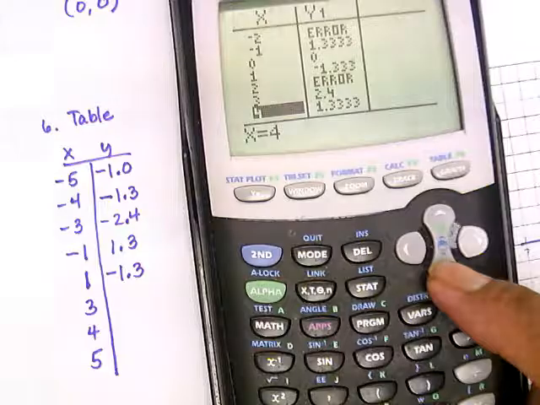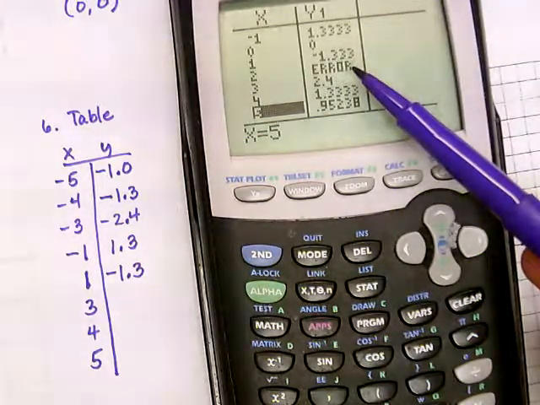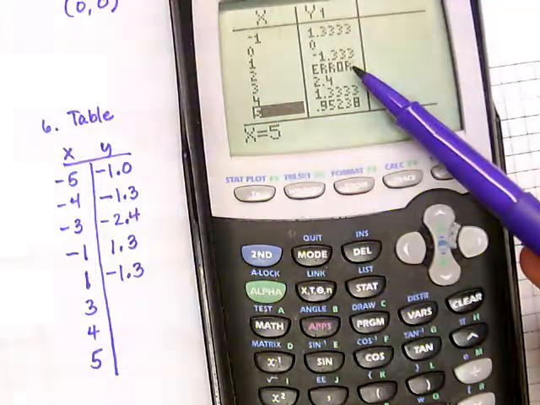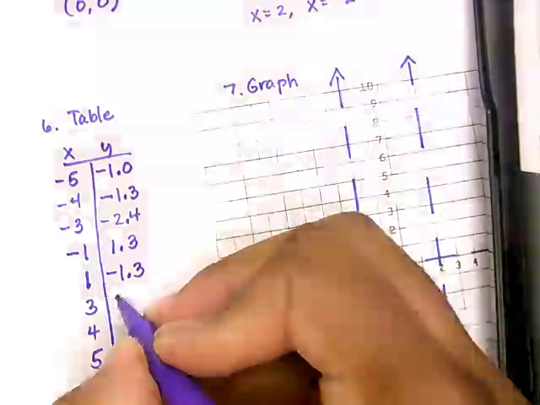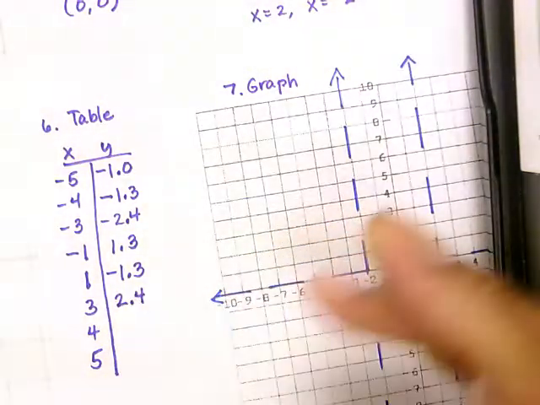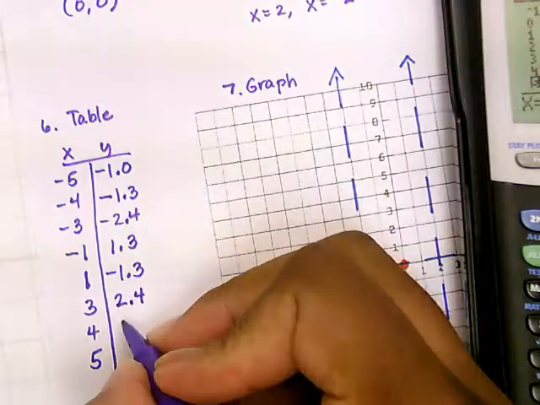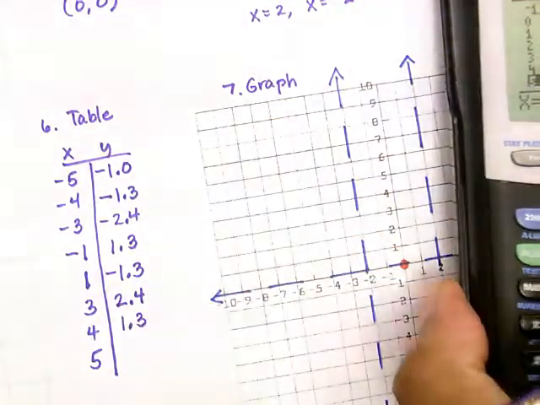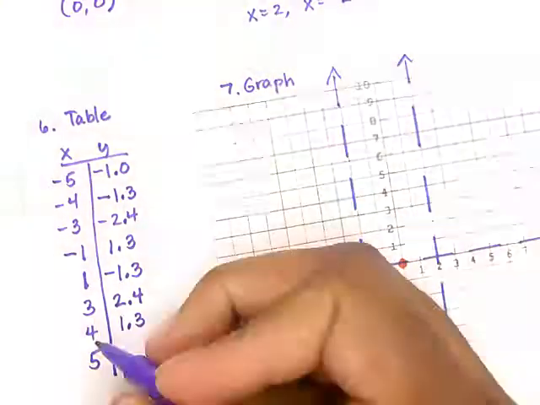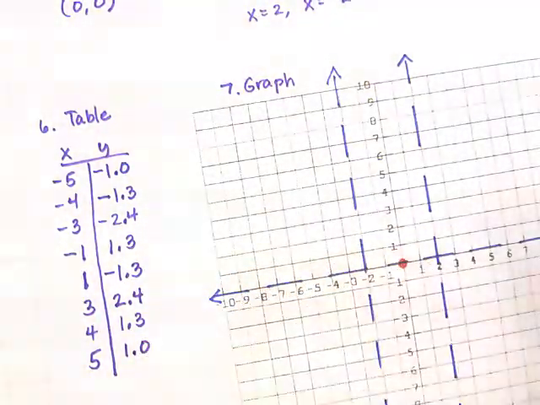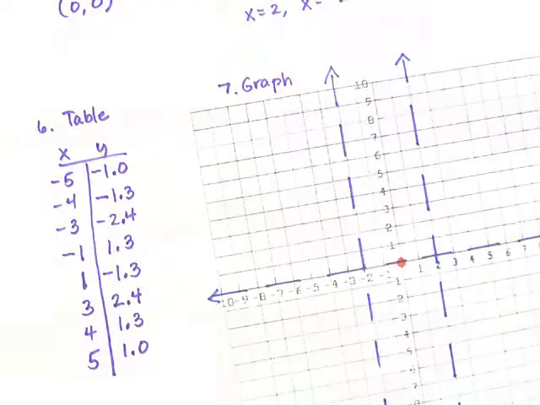I'm going to use my down arrow key to get to these last ones. For 2, that's the other vertical asymptote. That's why you see the word error there. At 3, it's 2.4. And at 4, 1.3. And finally at 5, I'm going to say approximately 1.0. We know it's not exactly 1.0, but we're rounding to 1 decimal place.